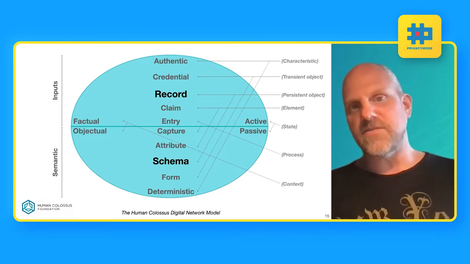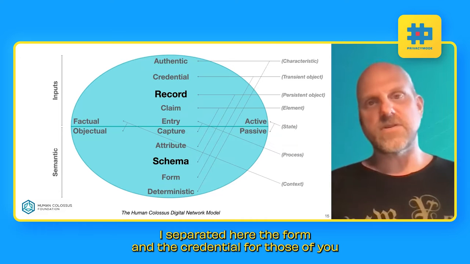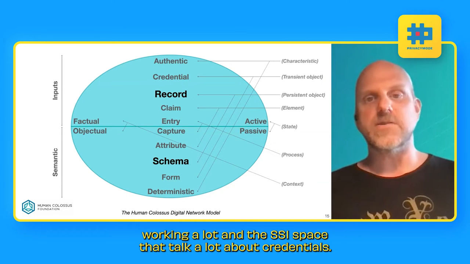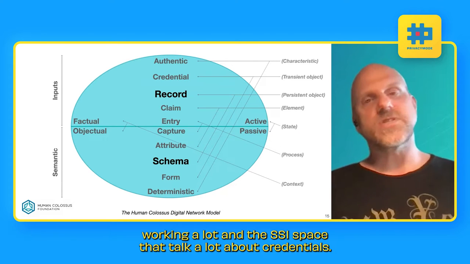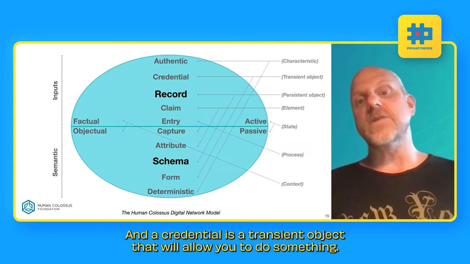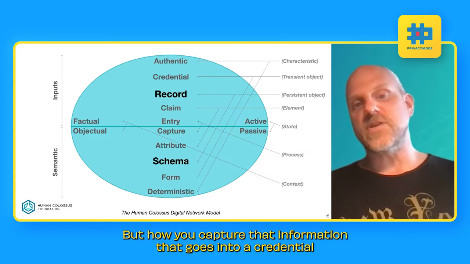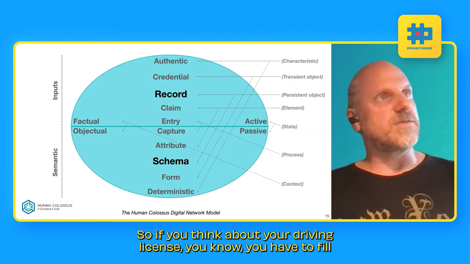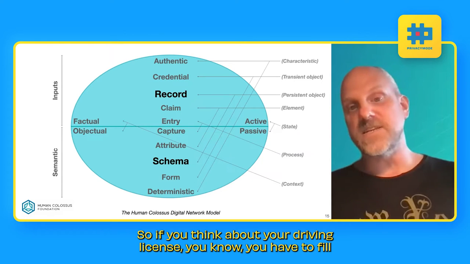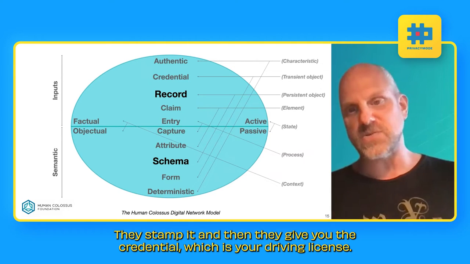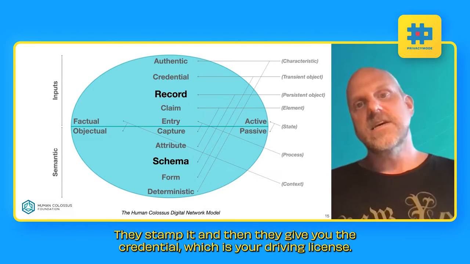I separated here the form and the credential. For those of you working a lot in the SSI space, they talk a lot about credentials. A credential is a transient object that will allow you to do something, but how you capture the information that goes into a credential is usually from a form. If you think about your driving license, you have to fill in some information in a form, and then you hand that to an authority, they stamp it, and then they give you the credential, which is your driving license.